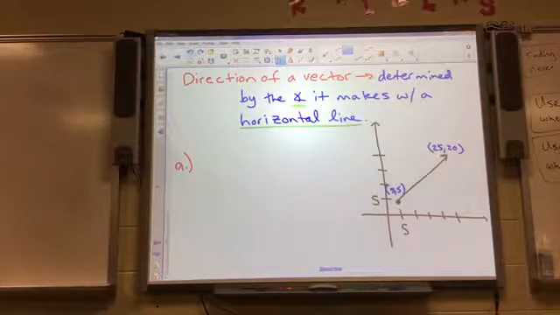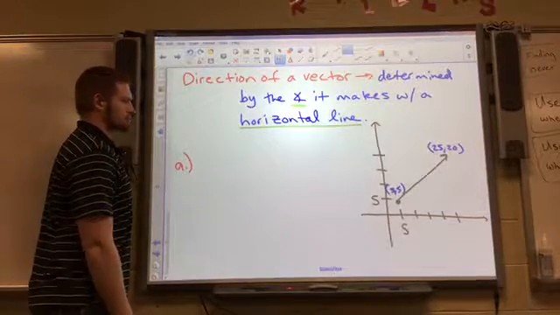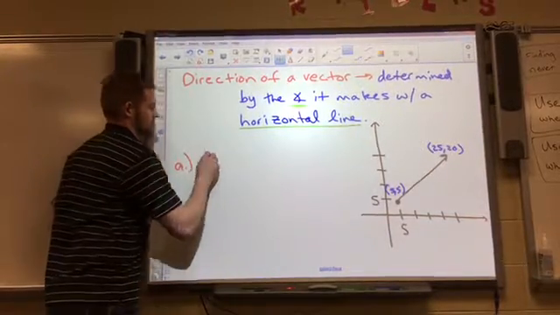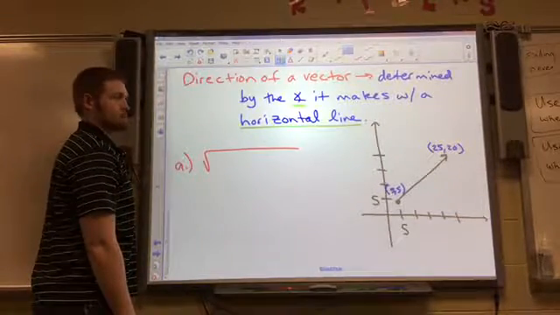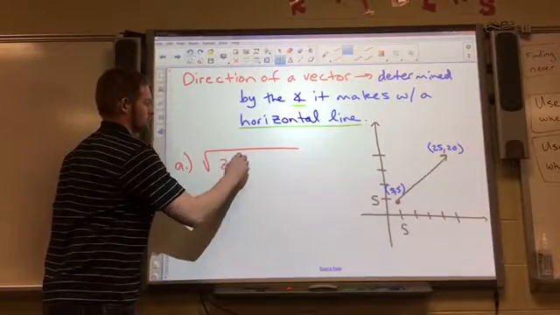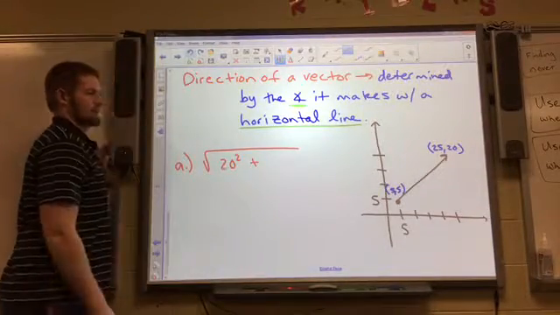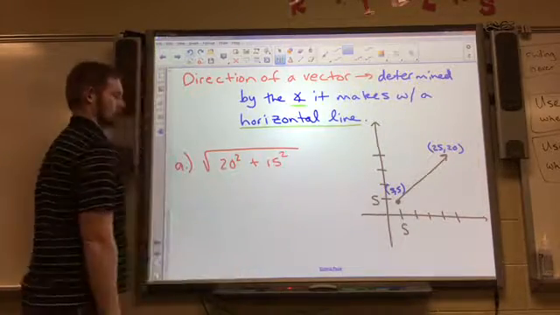Okay, so part A actually tells you to find the speed of the ship. Okay, what they're asking for there is just the magnitude. What's the magnitude? Because your label is going to be in miles per hour, which we know is a speed label. So when I do that, I have the square root of what? 25 minus 5, which is? So I have 20 squared plus 20 minus 5, which is 15 squared.